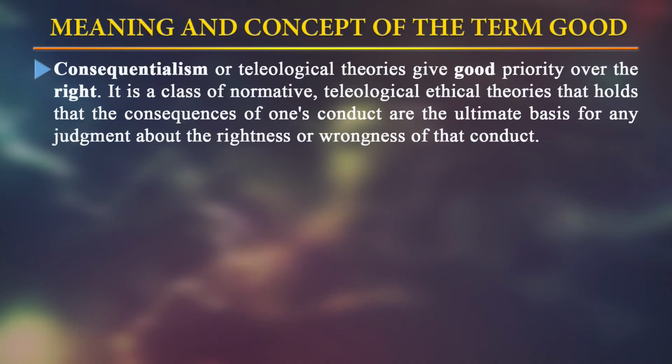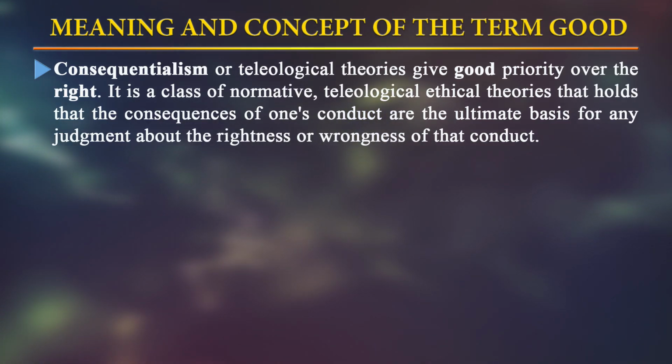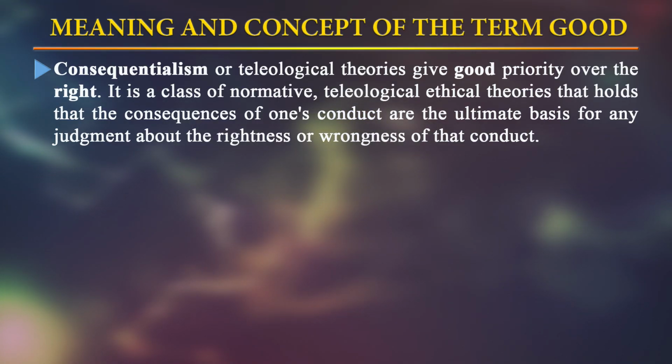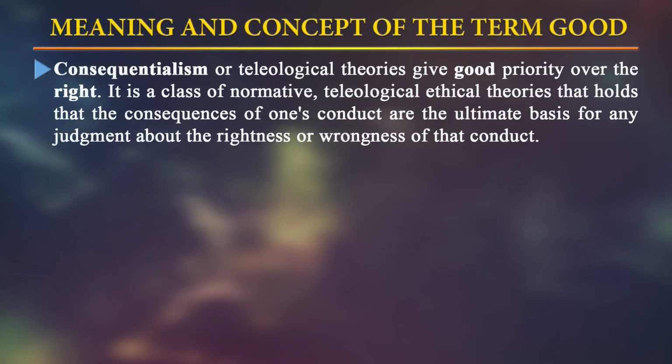Now, coming to another theory, that is consequentialism or the teleological theories. These theories give good priority over the right. It is a class of normative, teleological, ethical theories that holds that consequences of one's conduct are the ultimate basis for any judgment about the rightness or wrongness of that conduct.